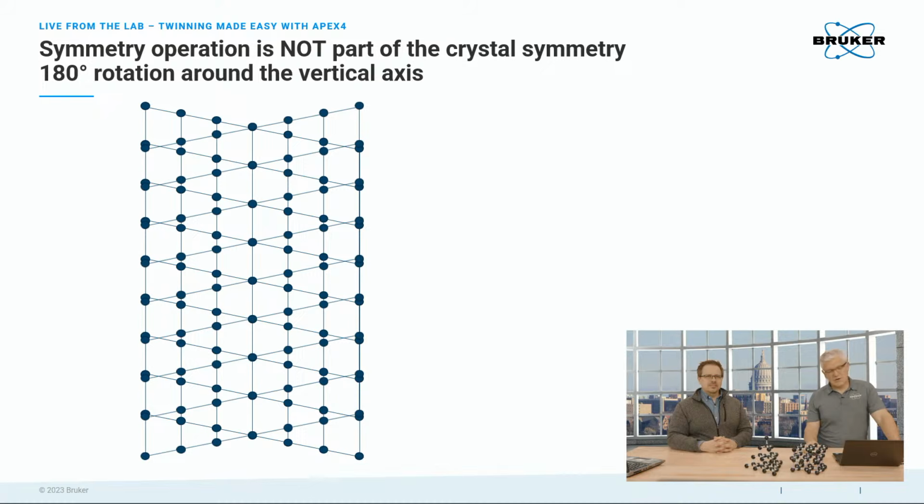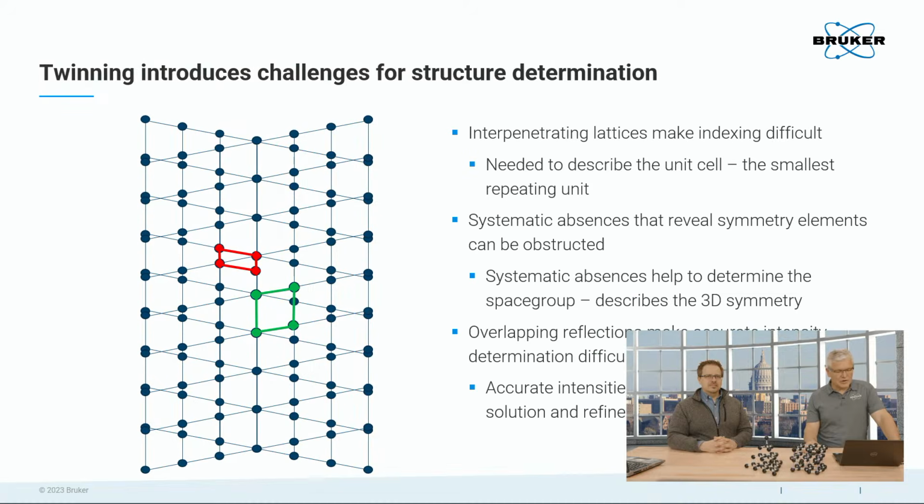And that makes it difficult to determine a structure. Twinning is problematic because with these interpenetrating diffraction patterns, it's difficult to determine the unit cell. If you look for the smallest unit cell, the green one is the right one, but when we index, we'll actually find something that looks more like this. When you repeat this over and over, it will be able to describe most of the spots, so the software will be happy with that. But it's not the correct unit cell.